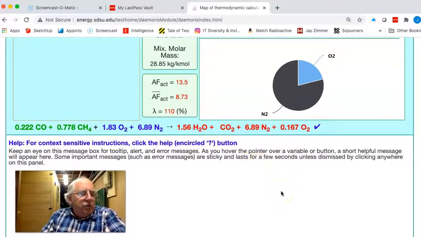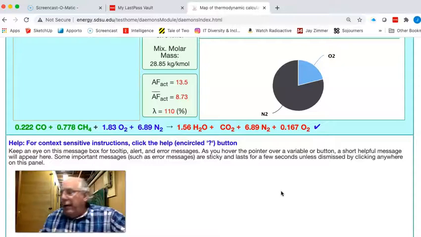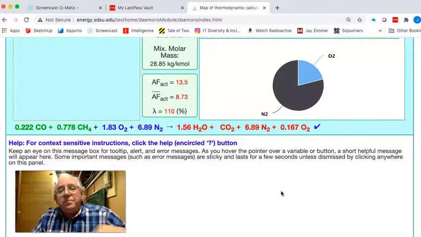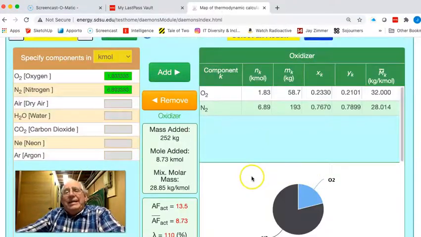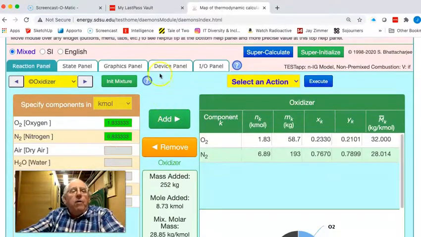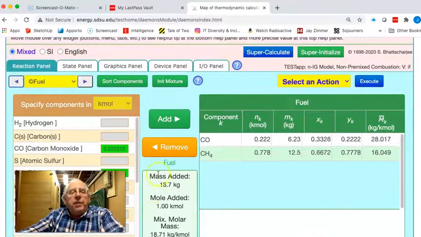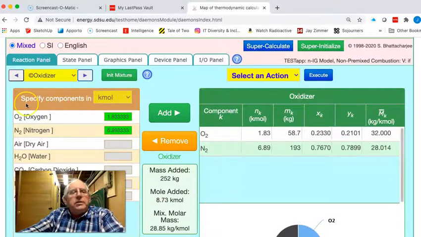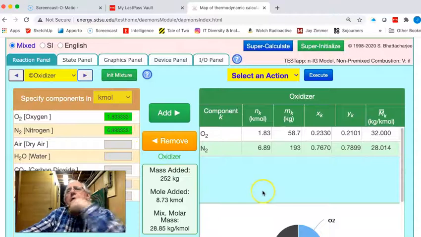All we'd have to do is multiply 0.02 kilomoles per hour of the fuel by that 8.73, and that would then give us the answer to this particular problem. Now again, that is assuming that our fuel, as we had set up here, only consisted of those two components. And our oxidizer was just oxygen and nitrogen in the proportion that air delivers.